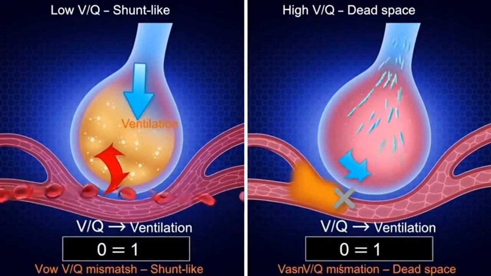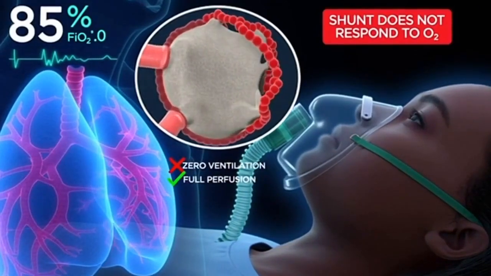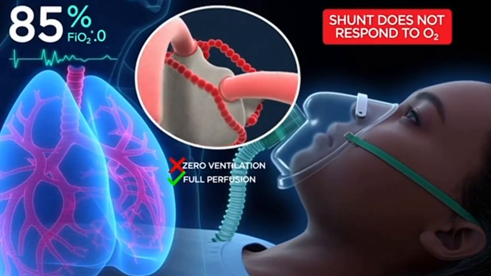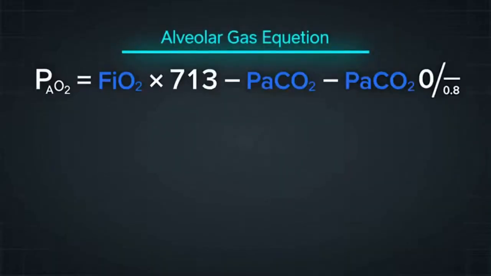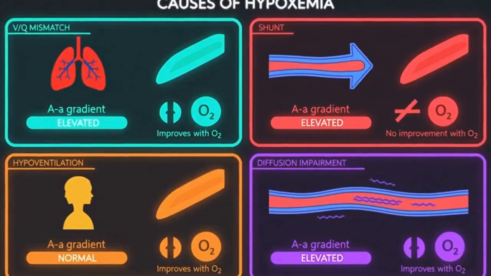Clinically, integrating VQ physiology helps you rapidly categorize hypoxemia. Is the AA gradient elevated? Does oxygen correct it? Is there evidence of dead space on capnography? These three questions narrow your differential in any hypoxic patient.